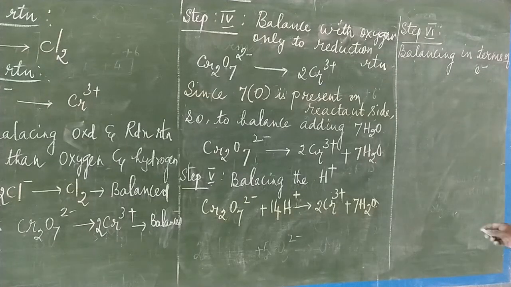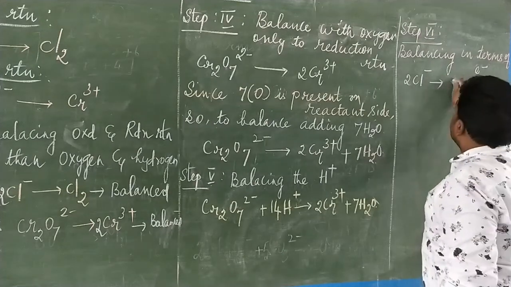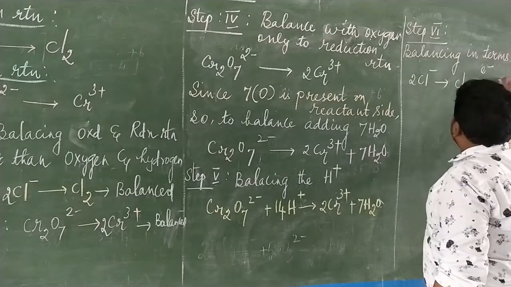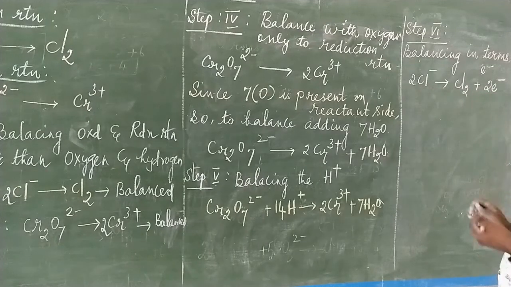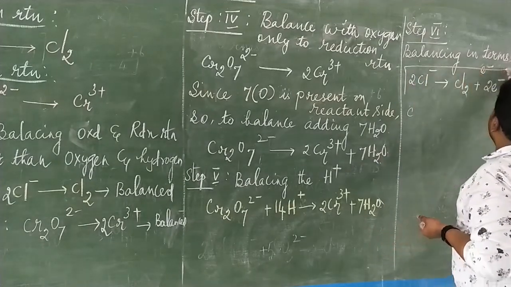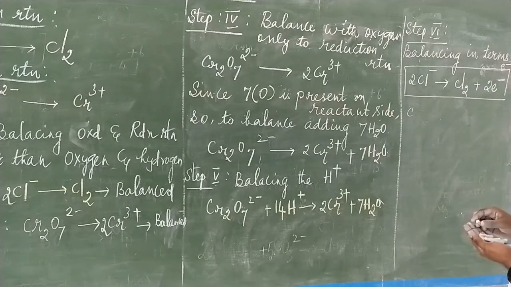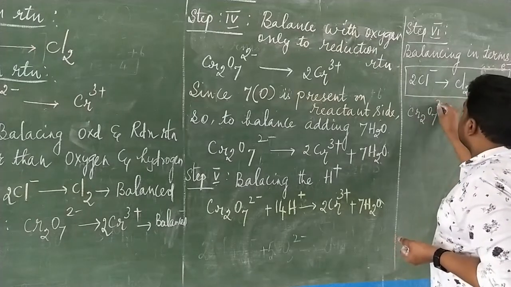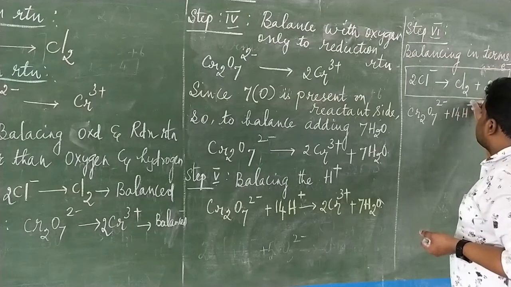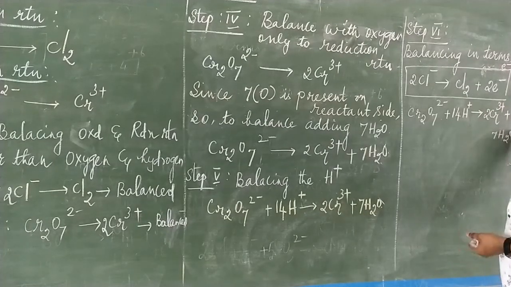So what will happen? First for oxidation: 2Cl- gives Cl2, and 2 electrons have been lost. Next, the reaction we have is Cr2O7 2- plus 14H+ gives 2Cr3+ plus 7H2O. That reaction we will write here, the second reaction. So this is equation 1, and there we need not do anything in terms of electrons. Now we go for this reaction, Cr2O7 2- plus 14H+ gives 2Cr3+ plus 7H2O.